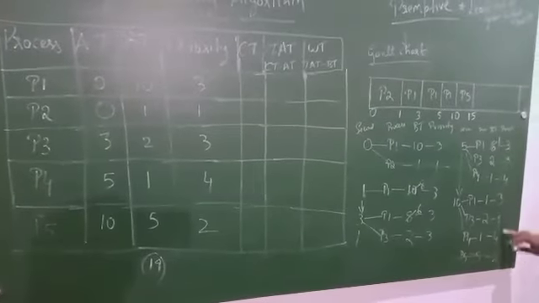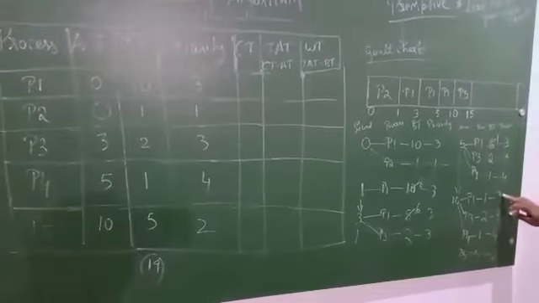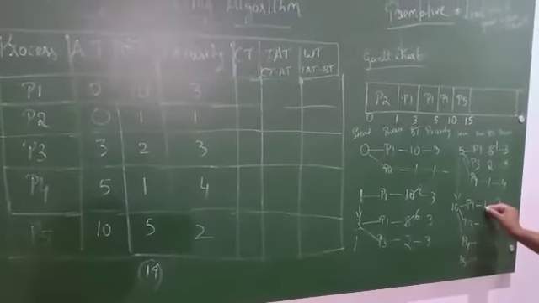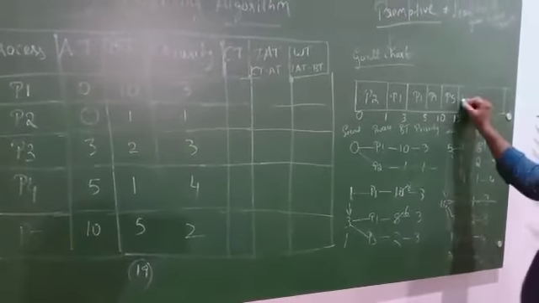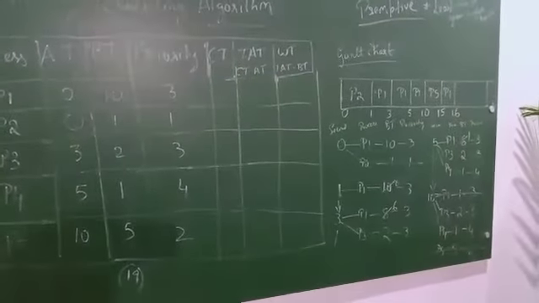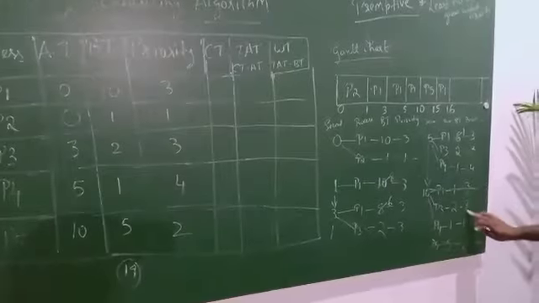Okay, next, which is the least number? P1 and P3 have the same. So which came first? P1 came first. How many seconds is there? 1 second. Execute. So P1 will execute for 1 second. Done.